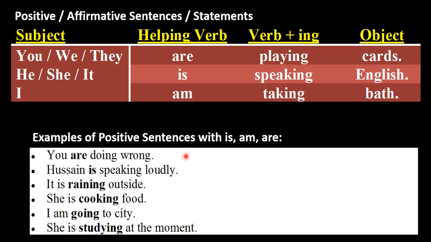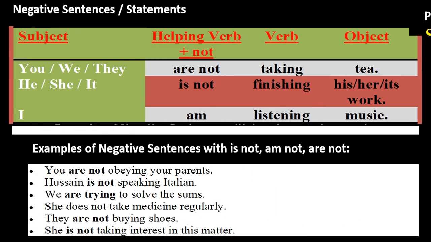Some examples of positive sentences with is, am, are. You are doing wrong. Hussein is speaking loudly. Here you can see that we are using are with you, and then a singular. We are using is here, and then: it is raining outside. Also we are again using is: she is cooking food. And here is I, and we will use am: I am going to the city. And she is studying at the moment.